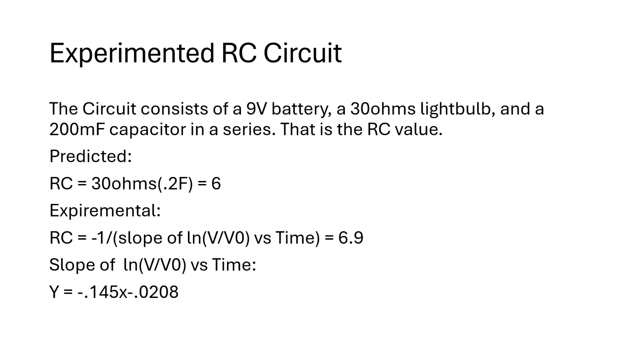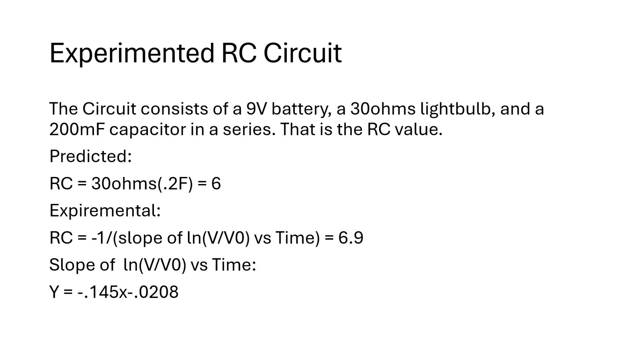So we continued to experiment with RC circuits. For this circuit, we used a 9 volt battery, a 30 ohm light bulb, and a 200 mF capacitor in series. We predicted the RC value to be 6, and through our experimentation, it turned out to be 6.9. We used that RC is equal to -1 divided by the slope of the natural log of voltage over voltage at time 0 versus time.